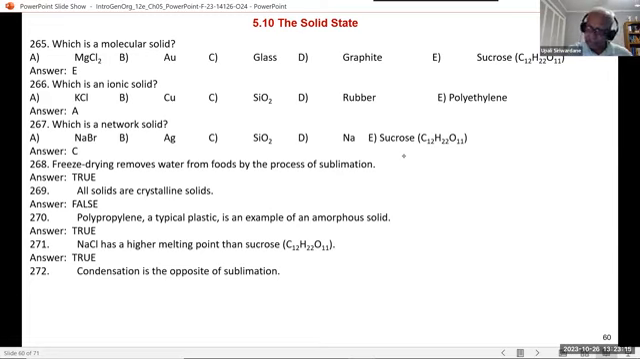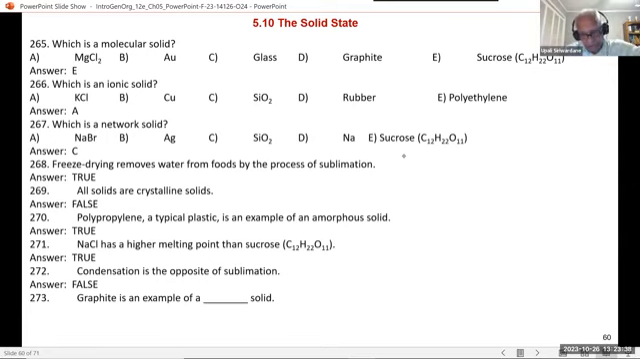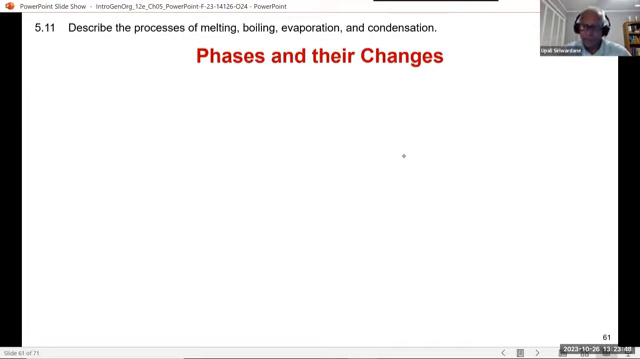So this is a false statement. We're going to look into these physical changes, condensation, sublimation, in the next few slides. Graphite is an example of what kind of solid? We talk about graphite being a network solid. The blank is network.